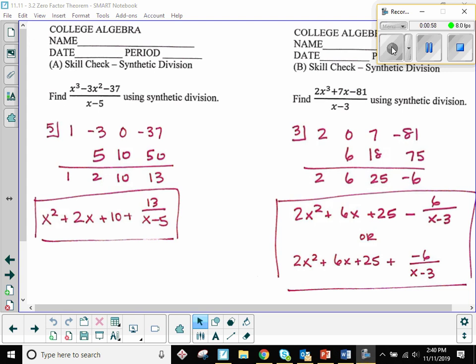And then the reason why there's two answer forms on B is because the remainder was negative. So if you wanted to be real consistent and still write it in plus form, it'd be plus a negative 6 over x minus 3, or you could just do minus 6 over x minus 3.